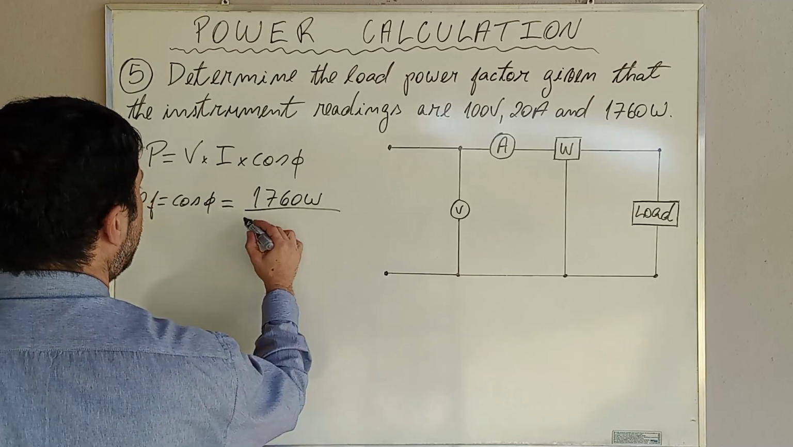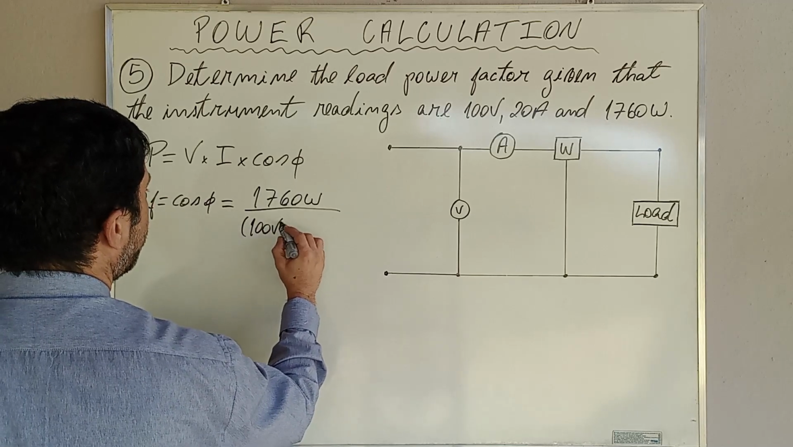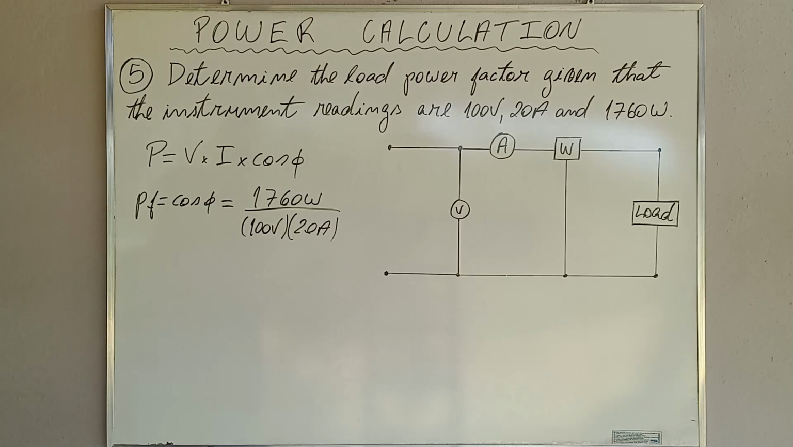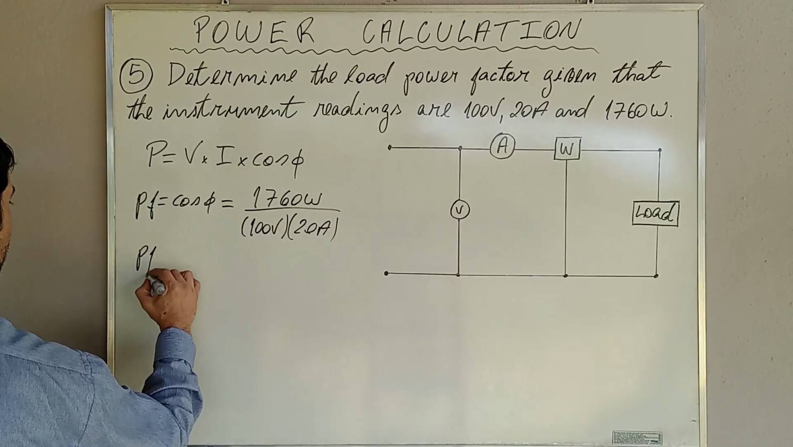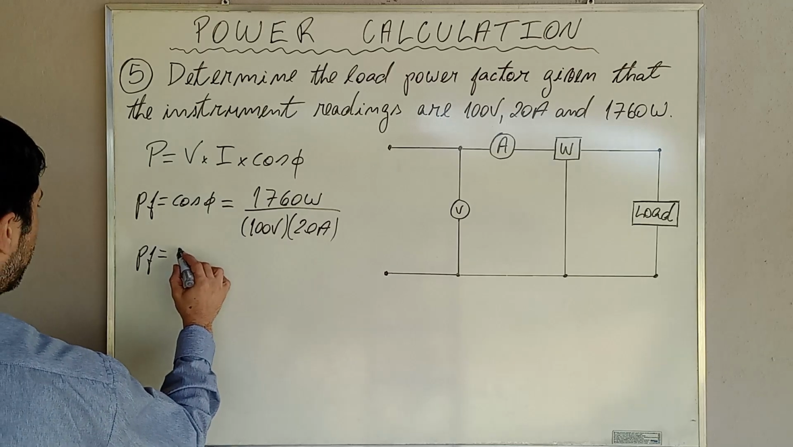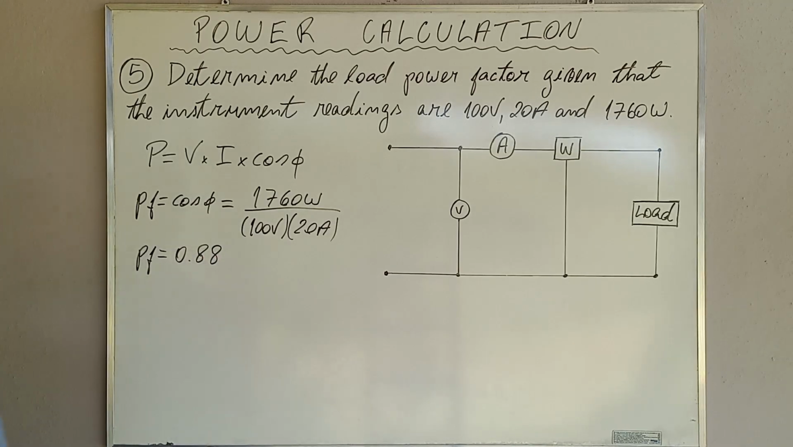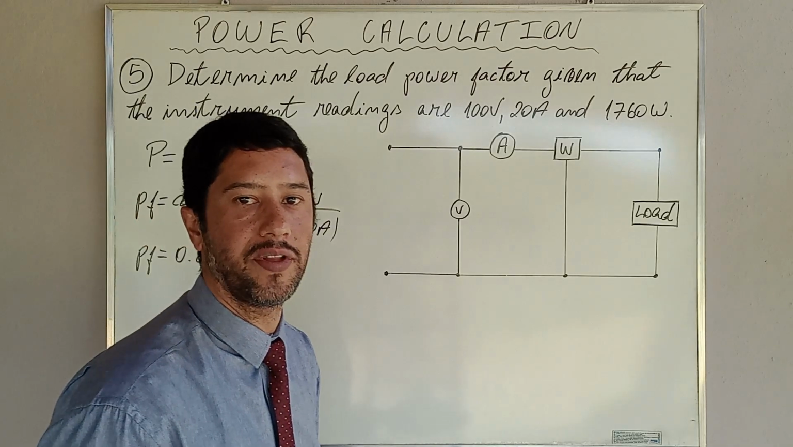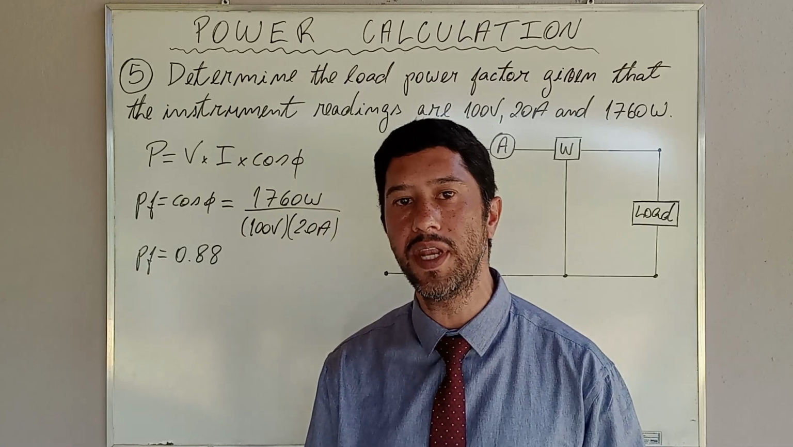1760 divided by 100 volts times 20 amps, and this is equal to the power factor, which is equal to 0.88. Thus, the load power factor is 0.88, and it is precisely what the exercise requested from us, and it is all for the discussion of this exercise. Let's go to the next.